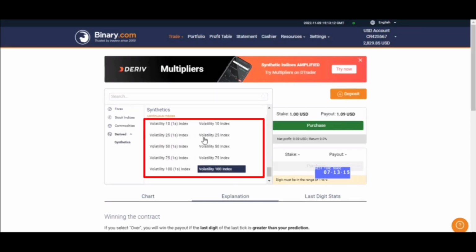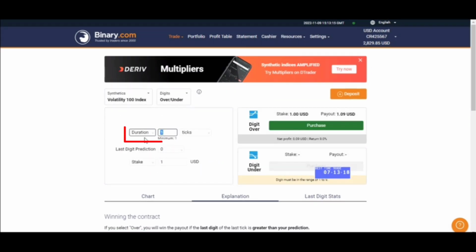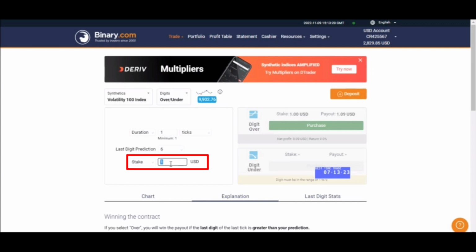Click the one I market. That's the odd-even market strategy that you can use in this trade. Trading limits that you can use in this trade. Here I use the duration of one tick. A place to set a price that you can use in this trade.